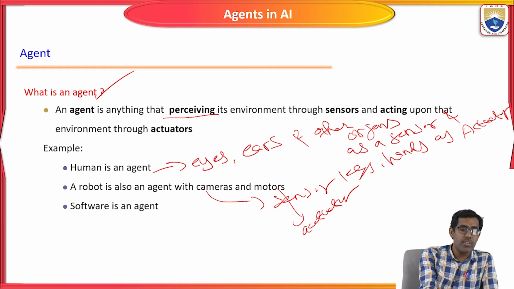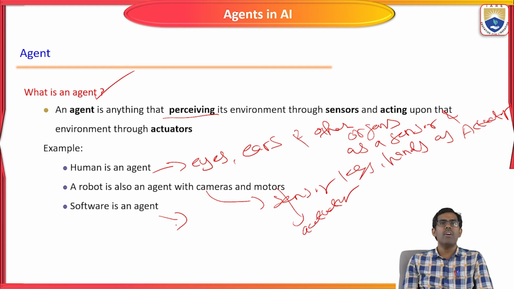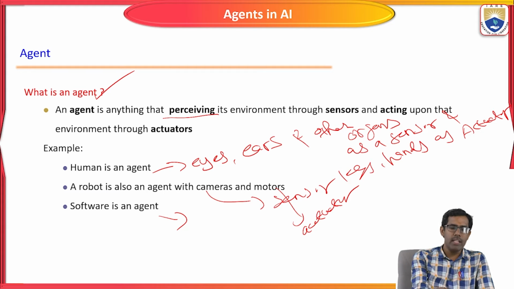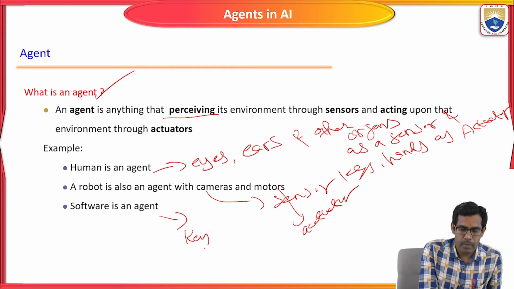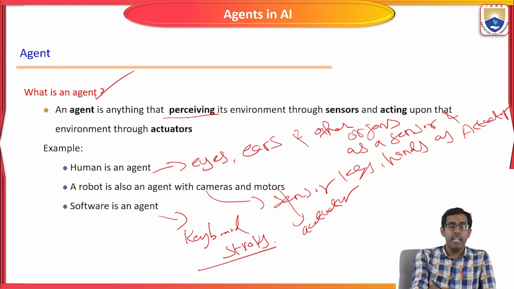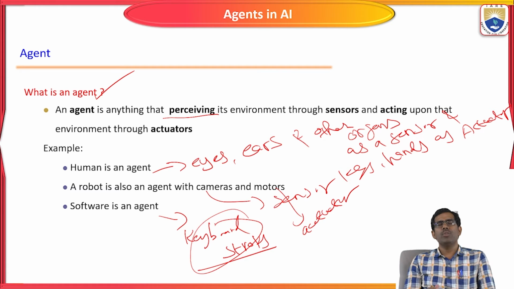The next one is that software is an agent. Here software means our machine, our computer, a personal computer. Here there are keyboard strokes, and the keyboard stroke is a sensor. Through the keyboard strokes, we type something and give information to the machine. The actuator is the display screen, printer, and other output devices.